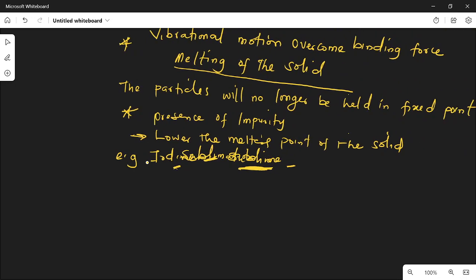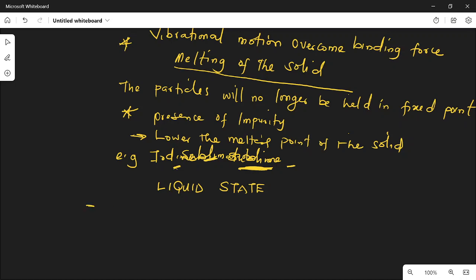So, having known about solid, let's move to the liquid state. We are still talking about the states of matter, the liquid state. So the liquid state now, very, very important. One of the states of matter is the liquid state.